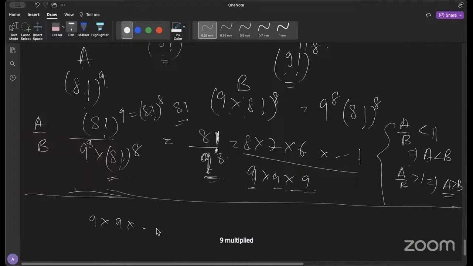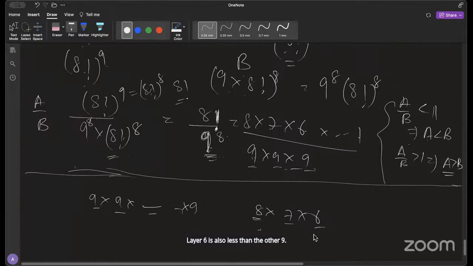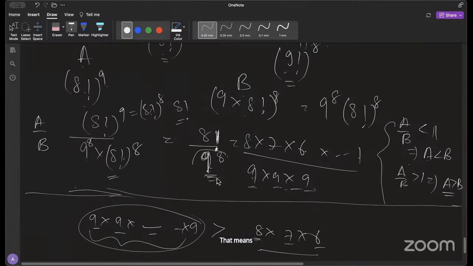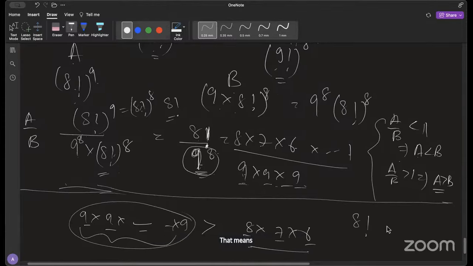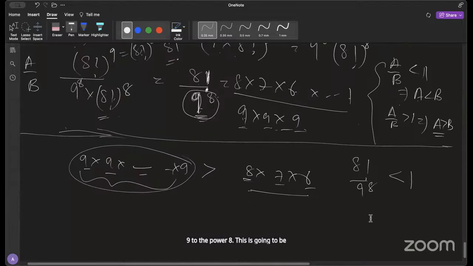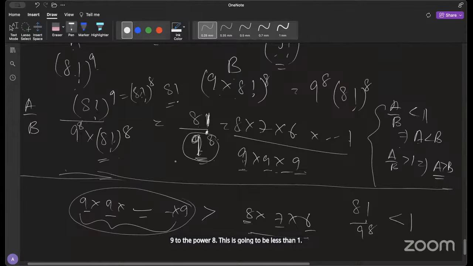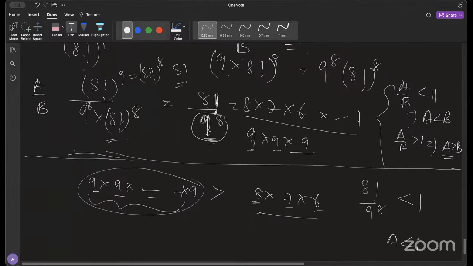9 multiplied 9, 8 times. And then you have 8, 7, 6. Because your 8 is less than 9, then your 7 is also less than this 9, then your 6 is also less than the other 9. Means every number multiplied here is less than the corresponding numbers here. That means this product is greater, right? That means your 9 to the power 8 is going to be greater. That means this 8 factorial over 9 to the power 8 is going to be less than 1.